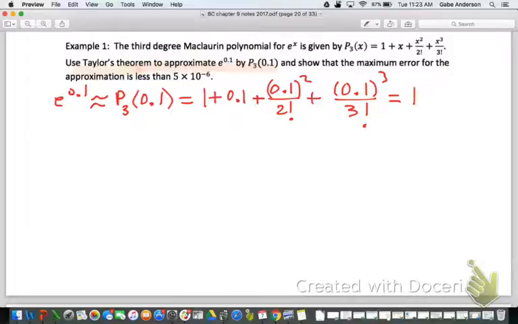1.10516. It looks like the 6 is repeating. Something like that? Okay, cool. You guys get the same thing? Okay, awesome.